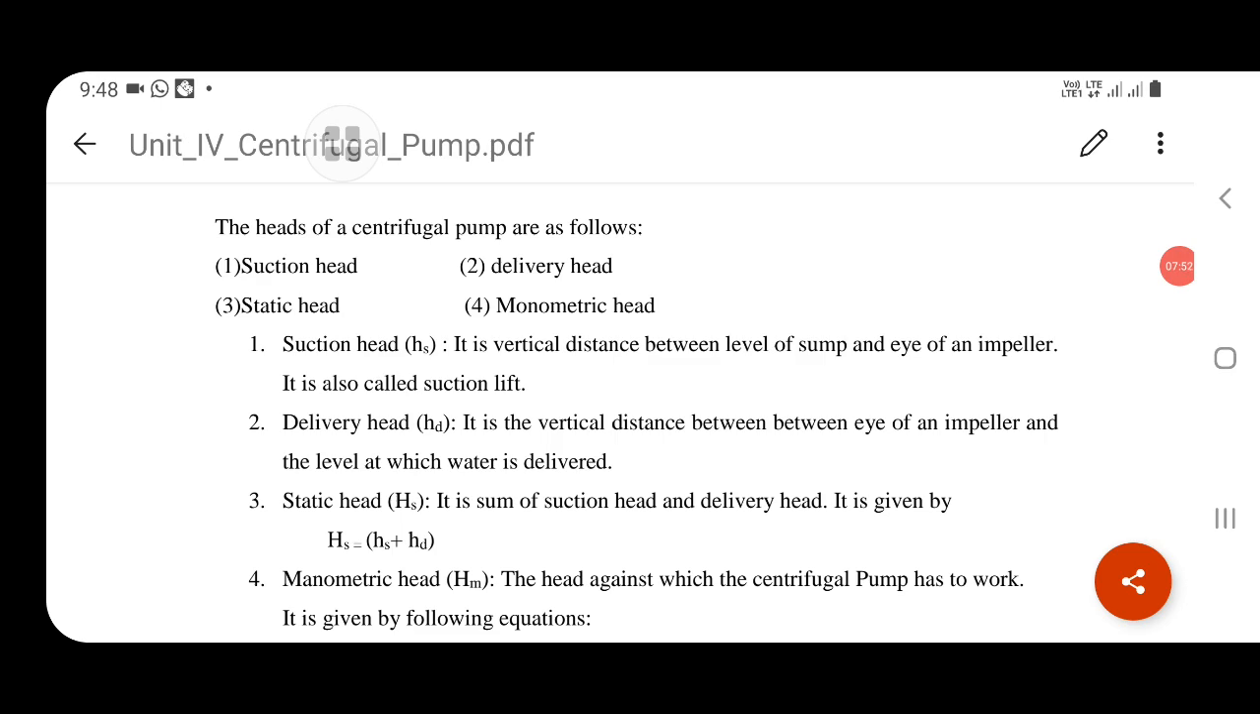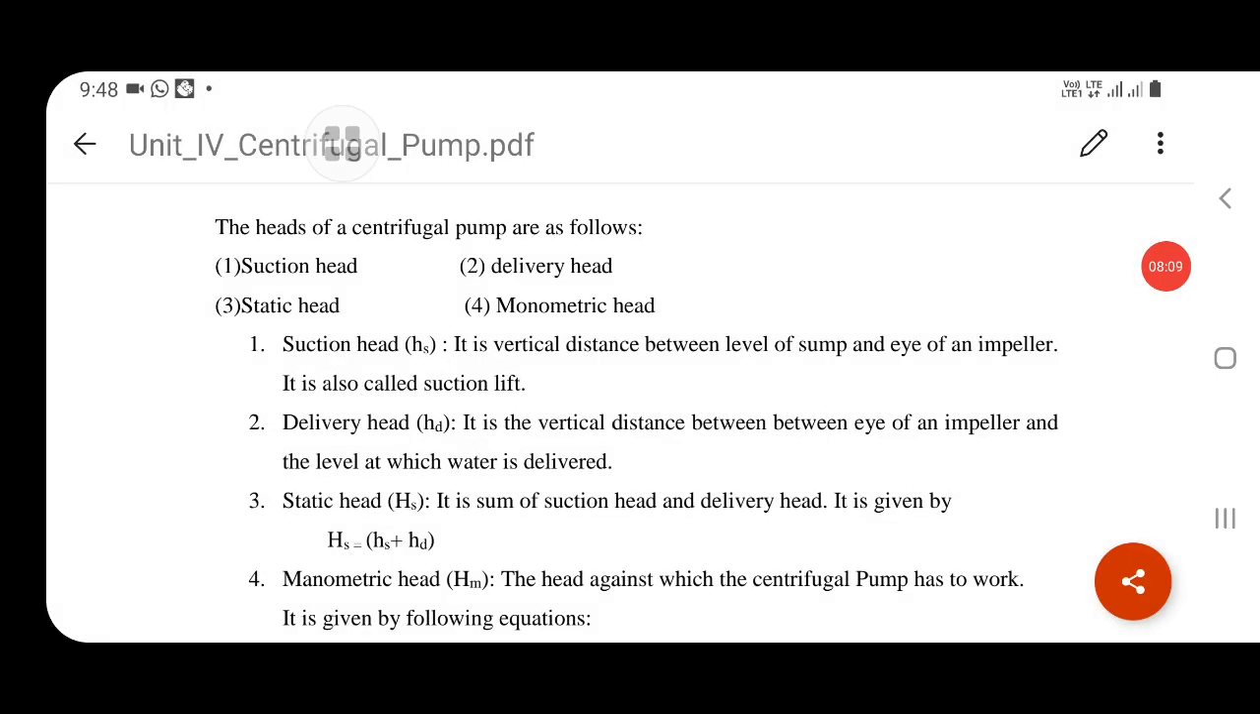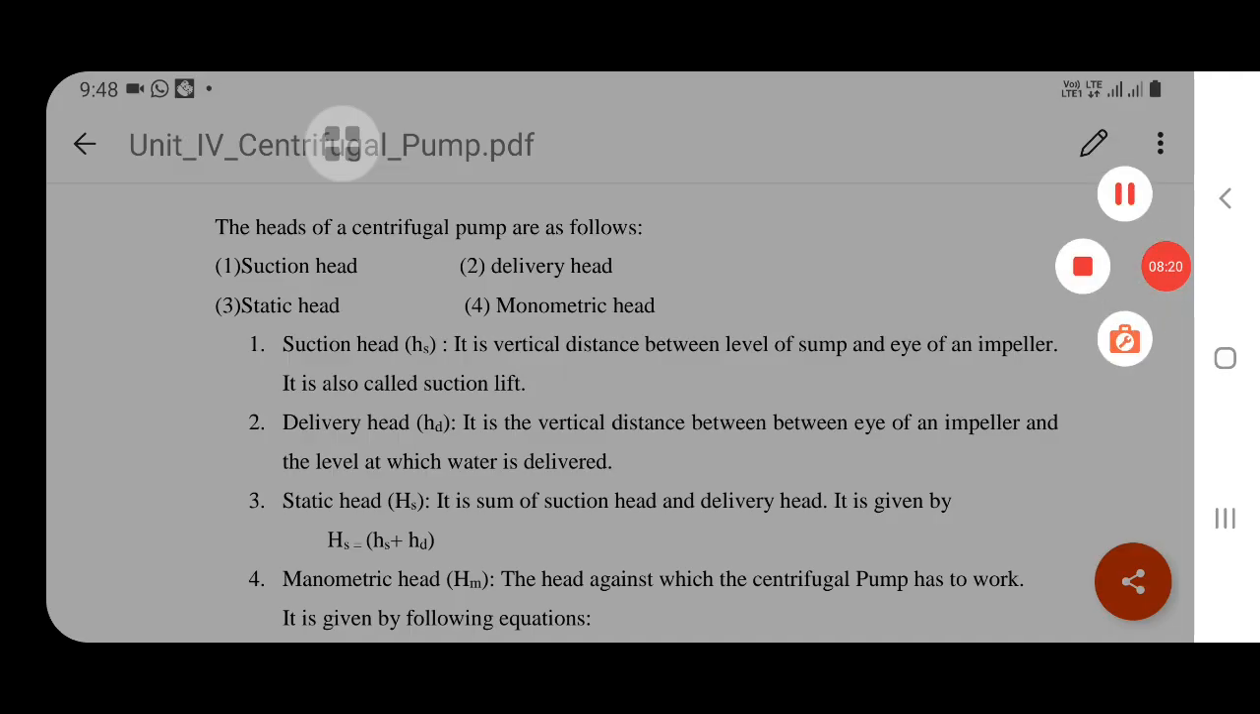So next is the static head. Static head is the sum of delivery head and suction head. It is capital HS, which is HS plus HD. Again I repeat, the sum of suction head and delivery head is given by the static head, HS plus HD. Write down static head.